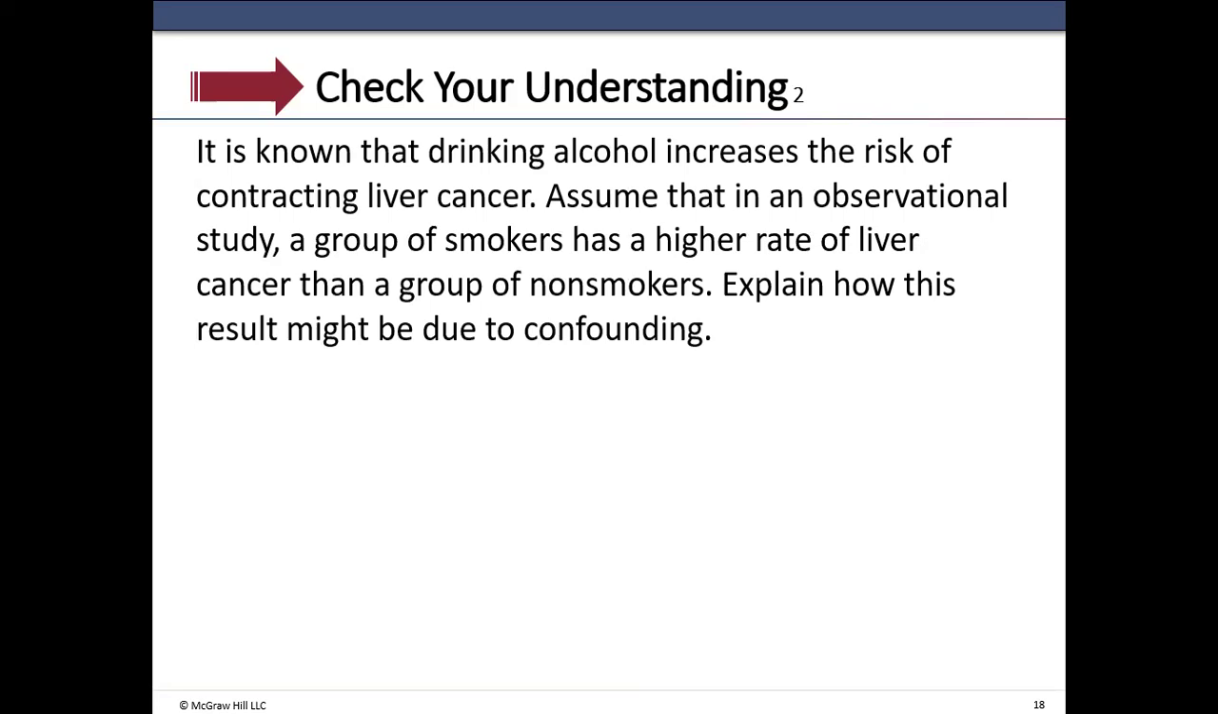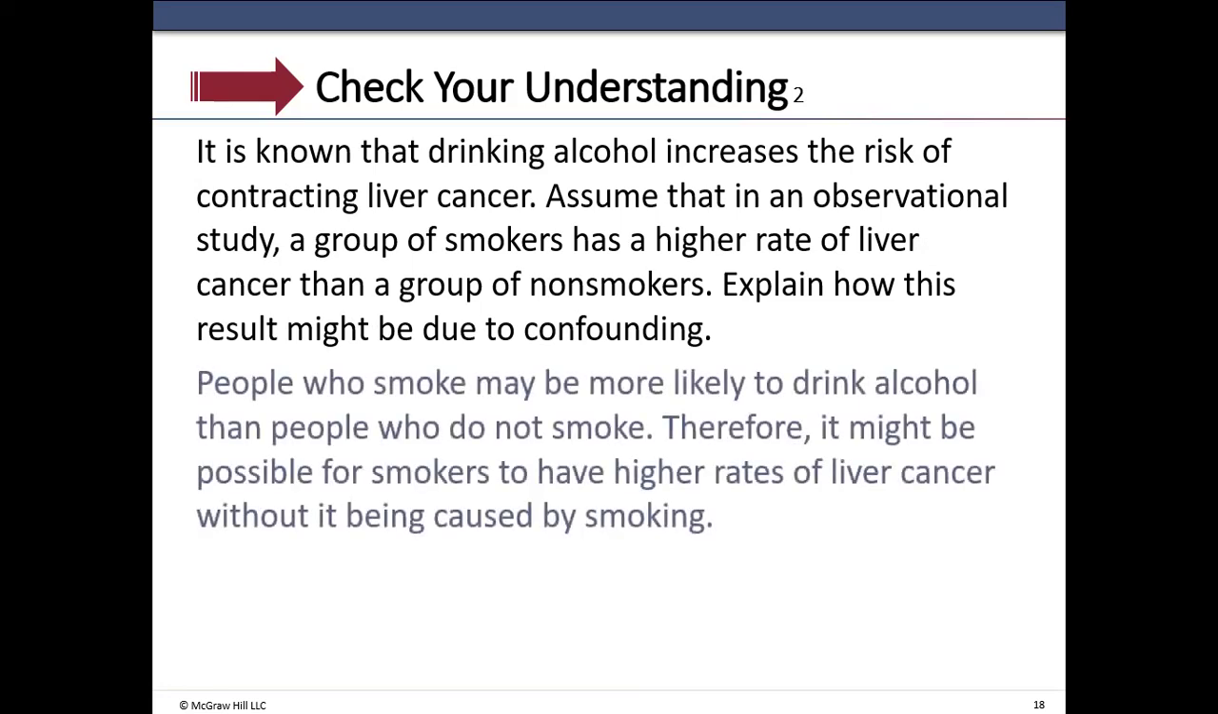It is known that drinking alcohol increases the risk of contracting liver cancer. Assume that in an observational study, a group of smokers has a higher rate of liver cancer than a group of non-smokers. Explain how this result may be due to confounding. People who smoke may be more likely to drink alcohol than people who do not smoke. Therefore, it might be possible for smokers to have a high rate of liver cancer without it being caused by smoking.